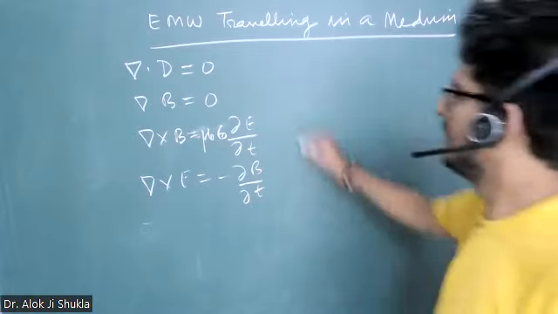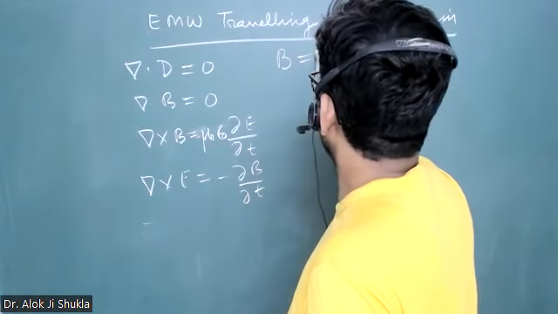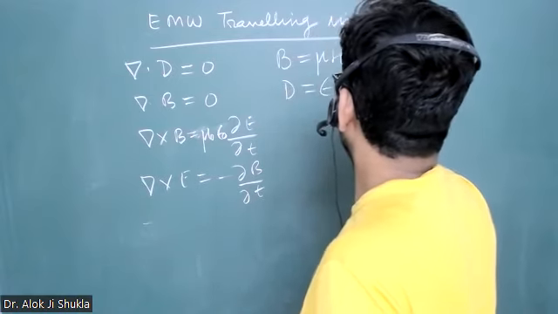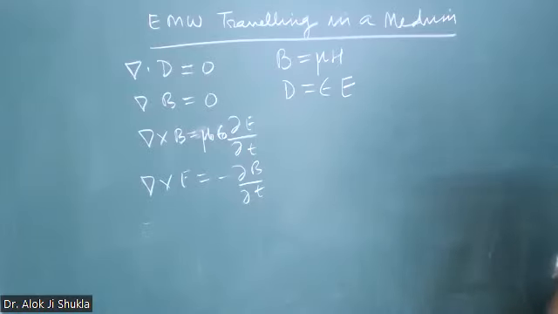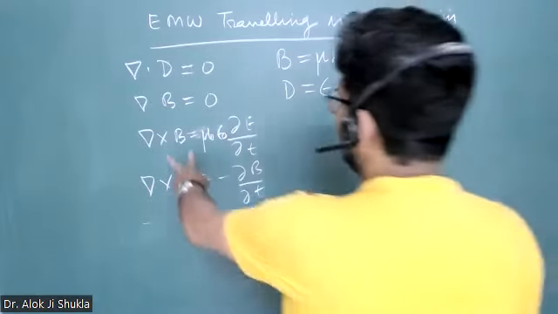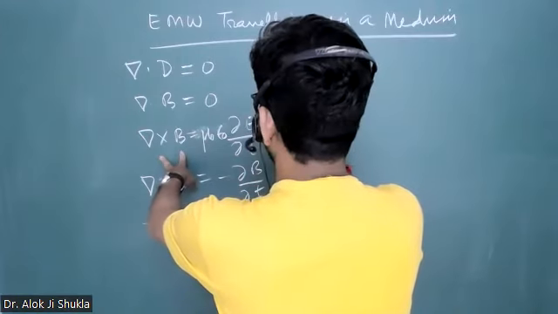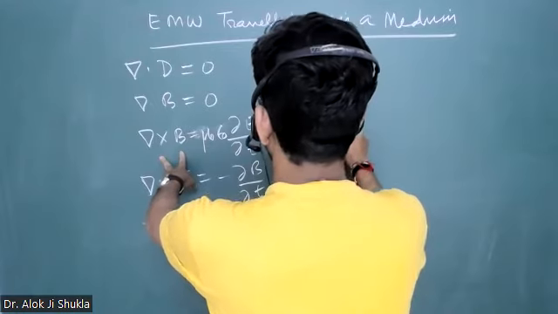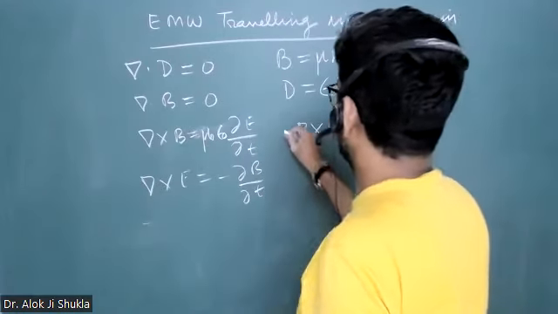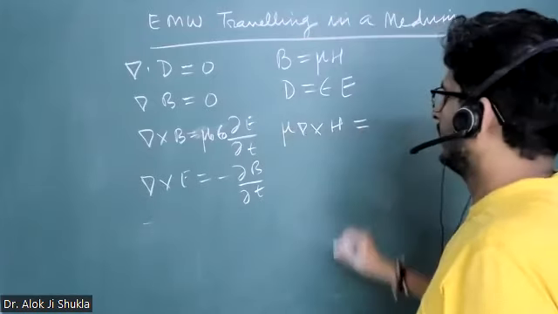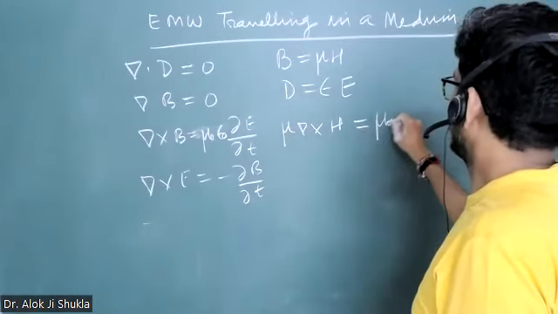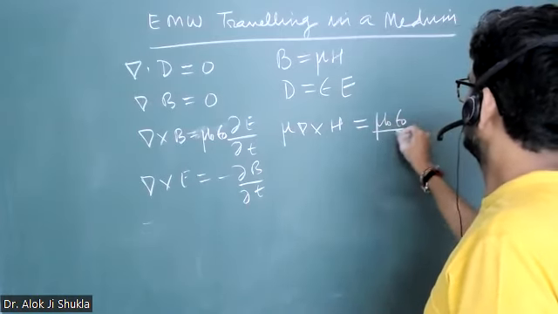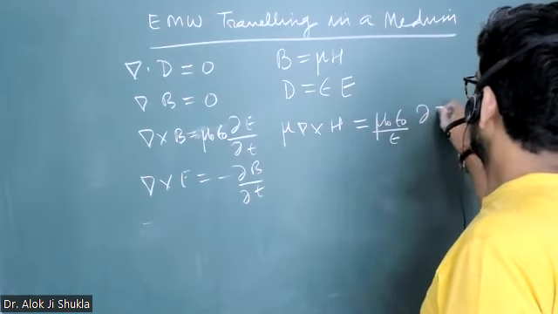So if you change it, it will become B is equal to mu H and D is equal to epsilon E. Okay? So this equation will be modified. Del cross H, B equals H into mu, yes sir. Equal to mu naught epsilon naught, E की जगह D by epsilon, so del D by del T.